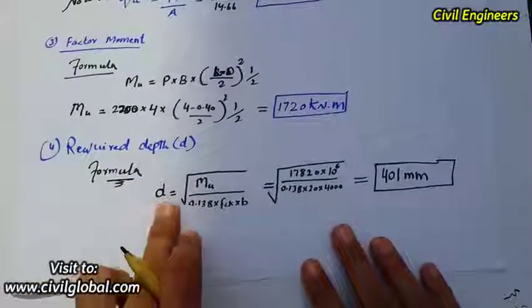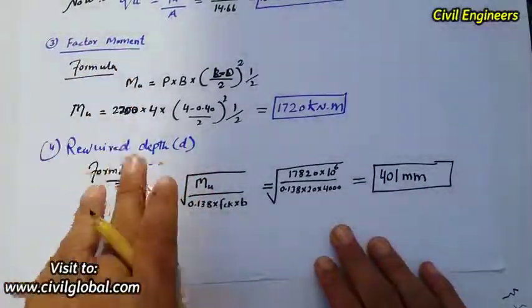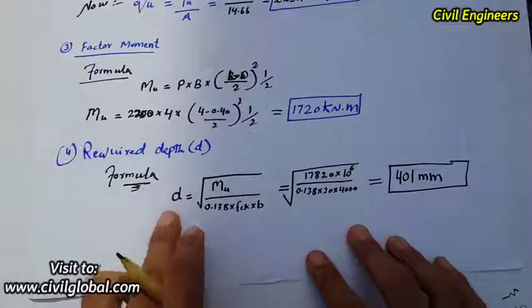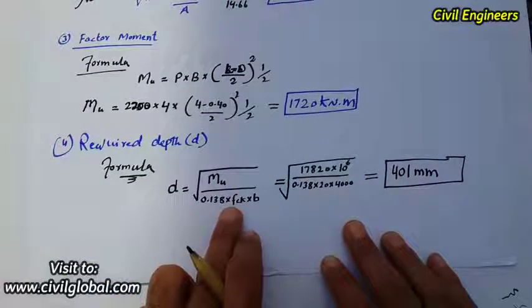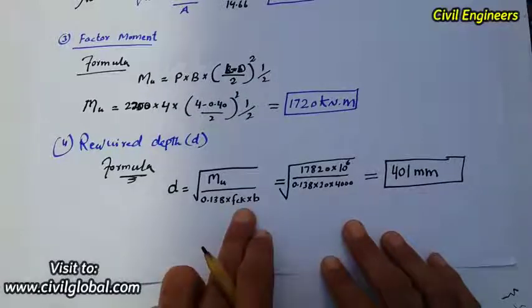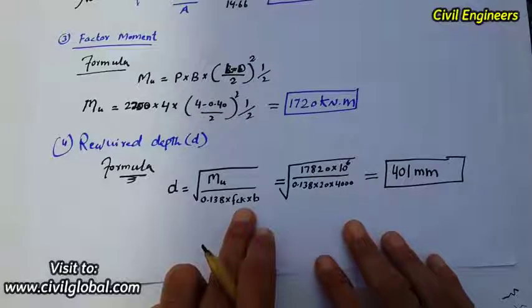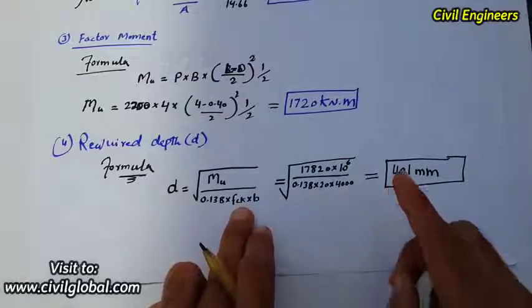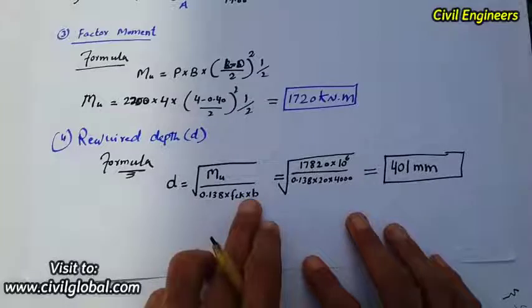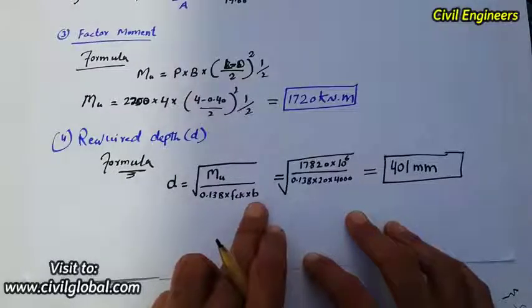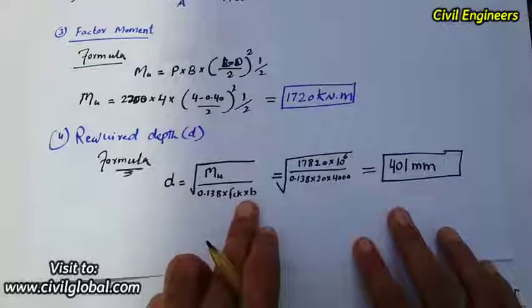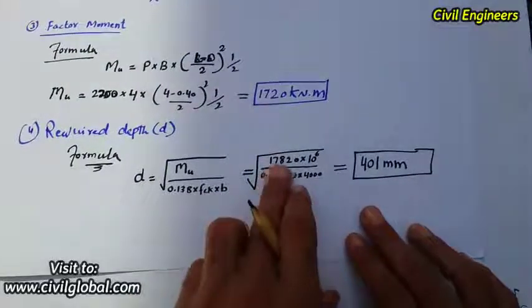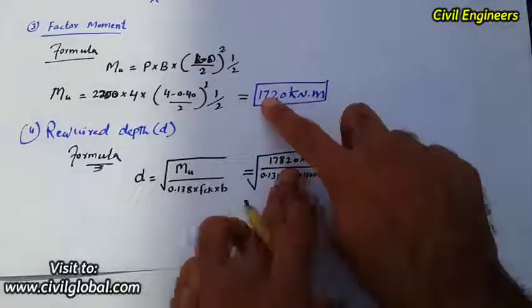The formula we can use: D is equal to the square root of Mu, the factored moment, divided by 0.138, which is a constant for this depth, multiplied by FCK, and FCK is 20 kilonewton per mm, 20 Newton per mm square. Okay, so this is the compressive strength of the concrete, and multiplied by B. And what is B? B is already the breadth or the length of the column footing.